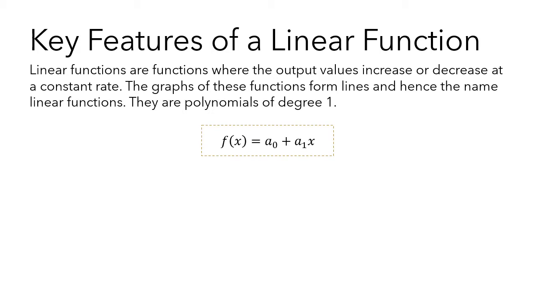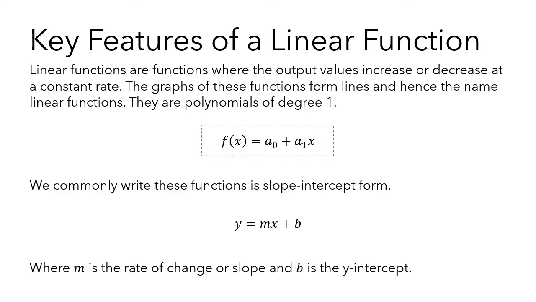So here's a function notation for a general polynomial. You notice you have a0 plus a1x. X is the only variable there. It's a degree 1, so we call this a degree 1 polynomial. Now we more commonly write these functions in slope-intercept form, y equals mx plus b, where we know that m is the rate of change and b is the y-intercept.